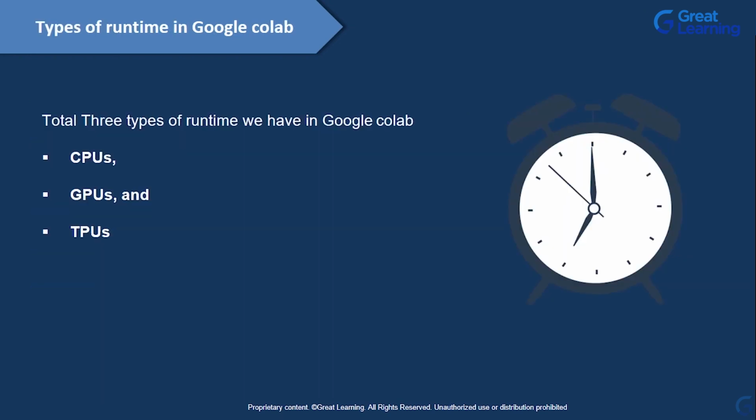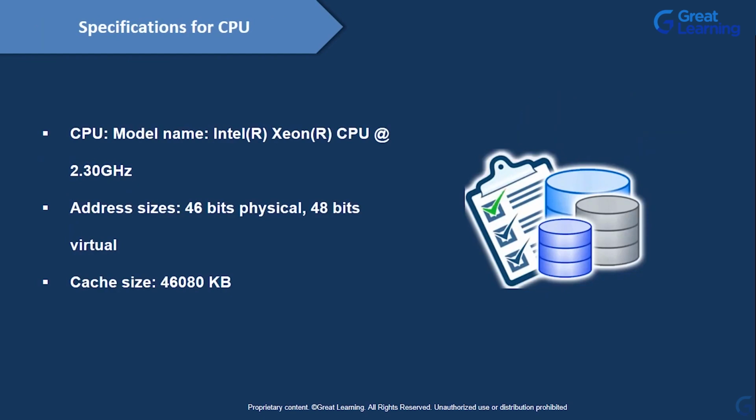So in total, we have 3 types of runtime in Google Colab: CPU, GPU and TPU. Now we are going to see the specifications we have for CPU in Google Colab. For CPU, they are using an Intel Xeon CPU with model frequency 2.30 gigahertz, address sizes of 46 bits physical, 48 bits virtual, and a cache size of 46080 KB.